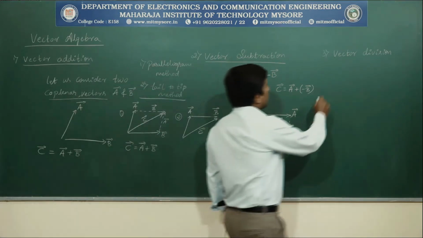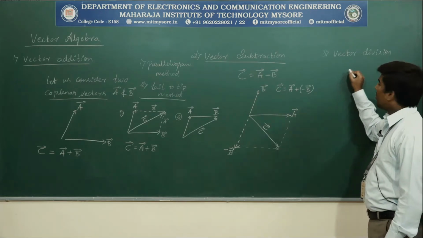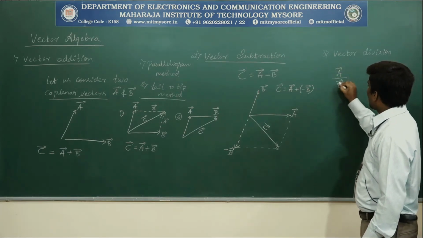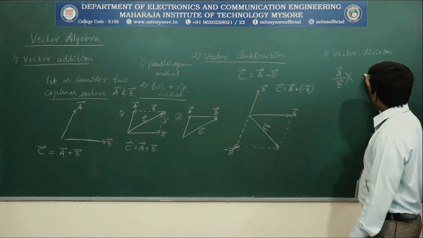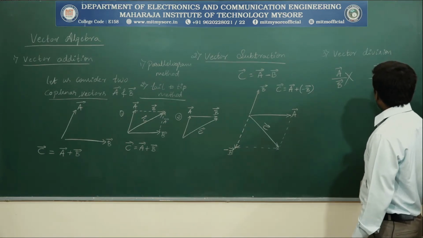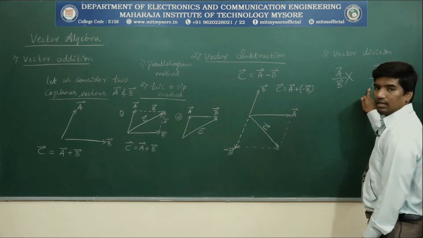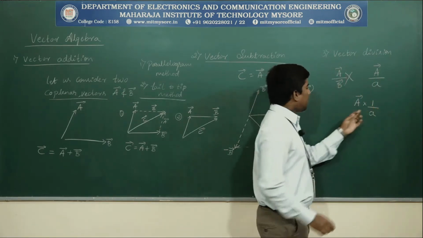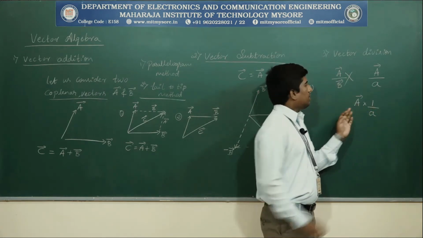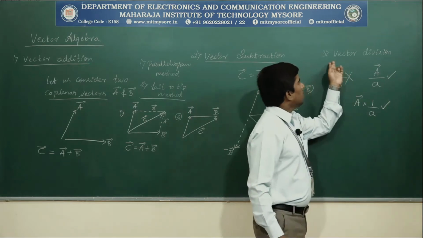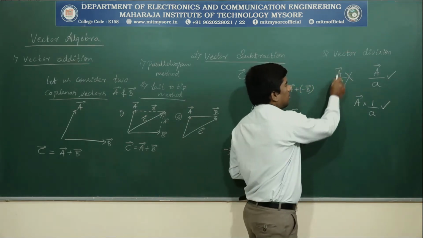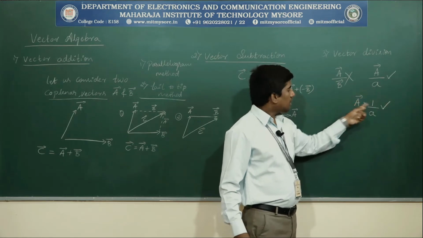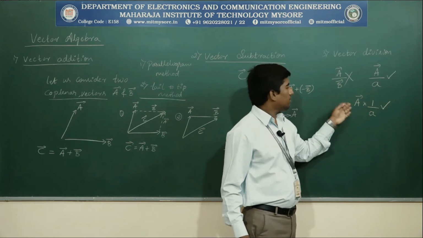Then coming to vector division, how can the division operation be performed on vectors? We cannot divide two vectors like this. So this operation does not hold good here. We can divide a vector A by a scalar component, or we can multiply the inverse of the scalar to a vector. These two operations hold good. This is how we can say vector division operation. Division of two vectors is not possible. So only scalar division or scalar multiplication can be performed with respect to vectors.